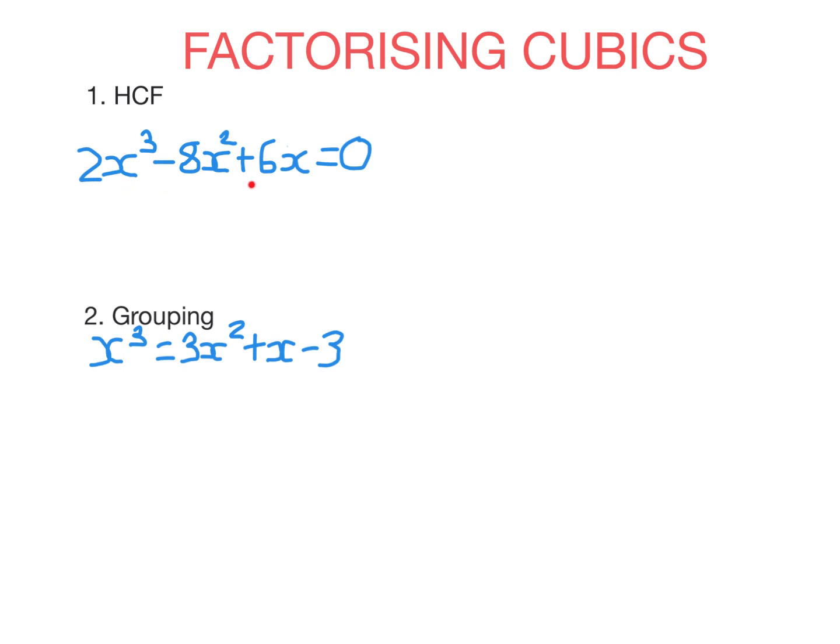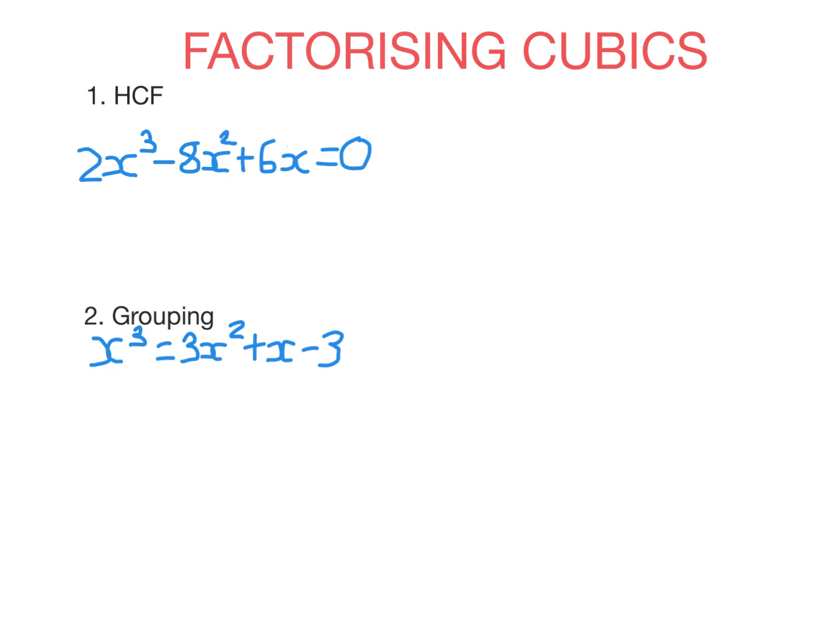We're going to write the cubic expression as something times something times something so that we can use null factor law. So there are a few different methods of factorization. I'm going to start by going through highest common factor. Use that when the terms have a common factor. So these three terms each share a common factor of 2x.